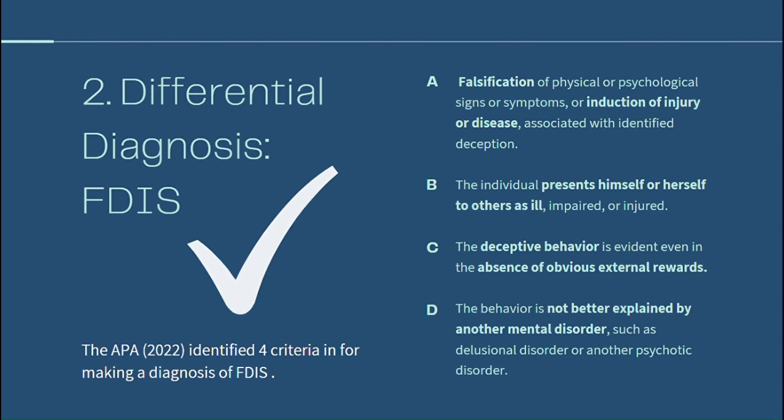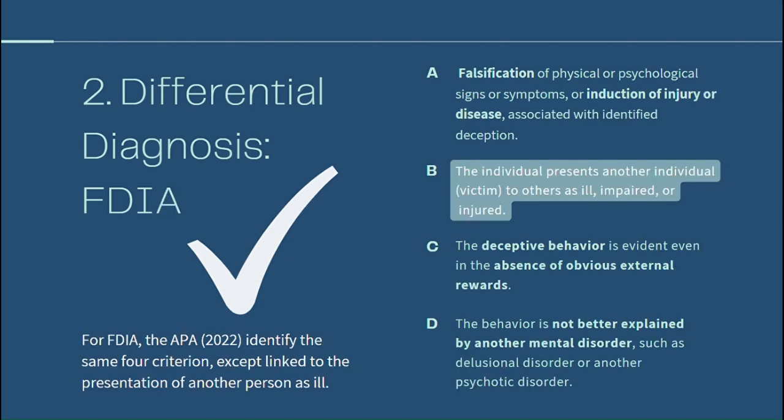And finally, the behavior cannot be better explained by another disorder such as delusional disorder or psychotic disorders, where there is some kind of belief that the individual is sick despite no evidence to suggest that. In the case of FDIS, there is a lot more work into falsifying and presenting false symptoms. Psychotic disorders are a lot more focused on the belief of disorder. And in FDIA, the conditions are very similar. However, the core difference, of course, is that the individual with FDIA falsifies an illness in another person, not themselves.